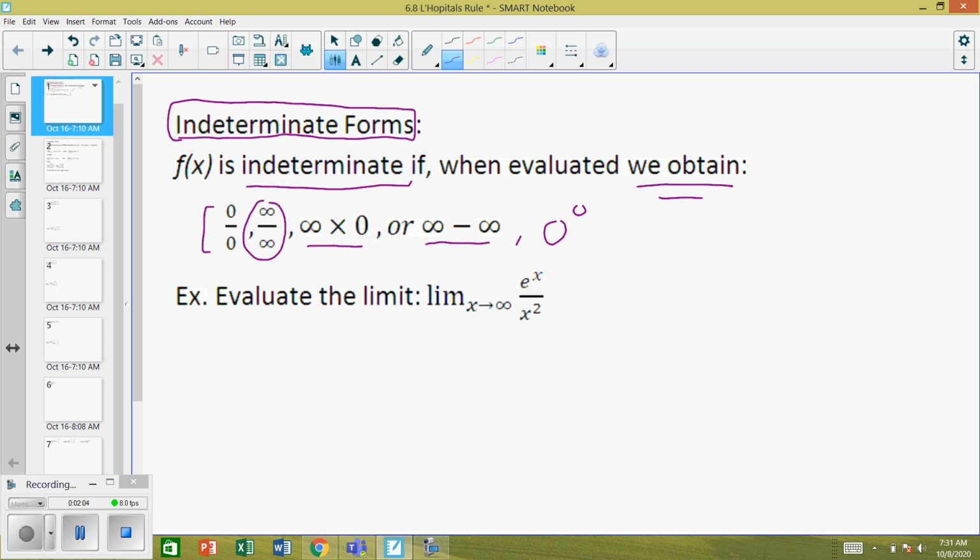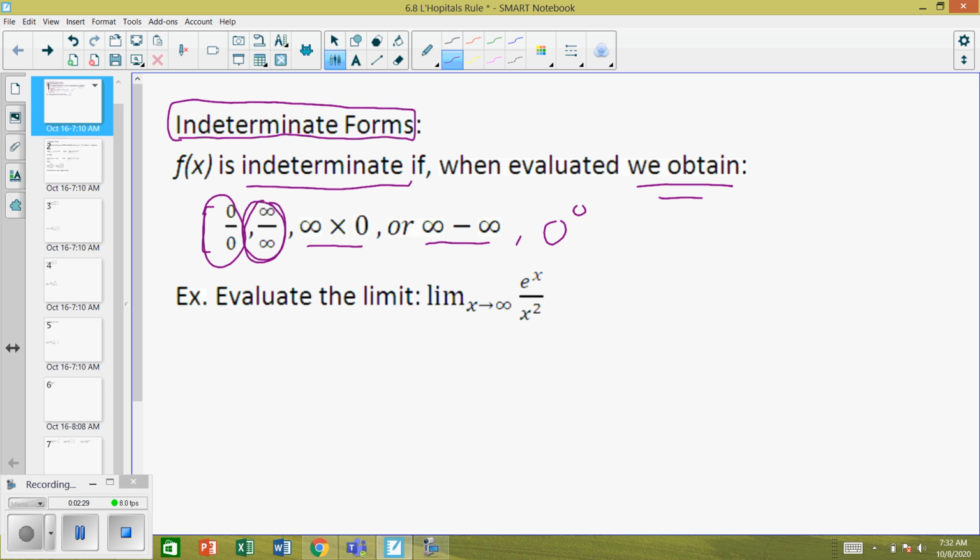So all of those are considered to be an indeterminate form, meaning that if we evaluate a limit and we get those answers, it doesn't necessarily mean the limit equals that. It just means we can't determine it while it's in that form. The ones that we see most often are 0 over 0 or infinity over infinity. Those are the most common indeterminate forms.